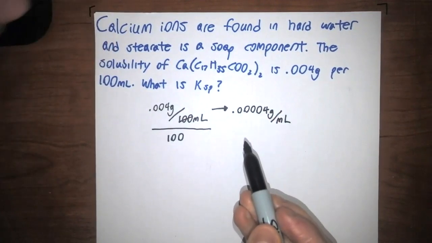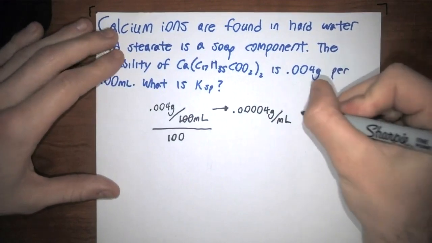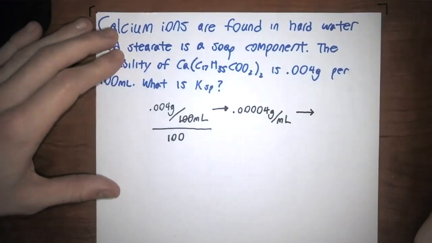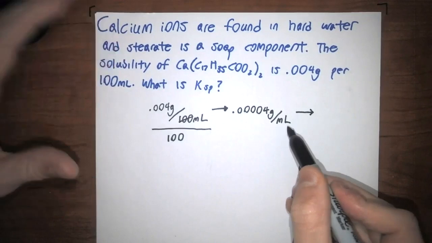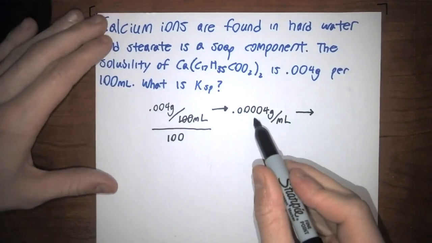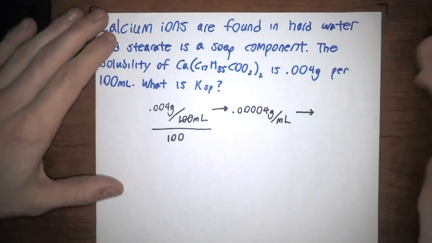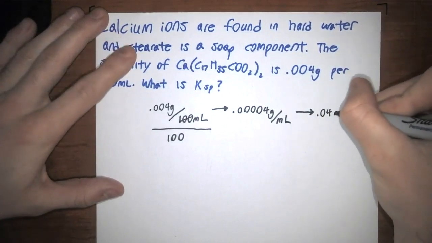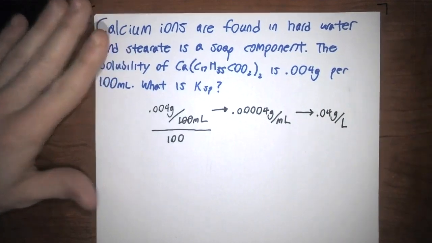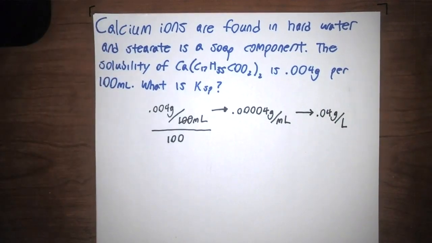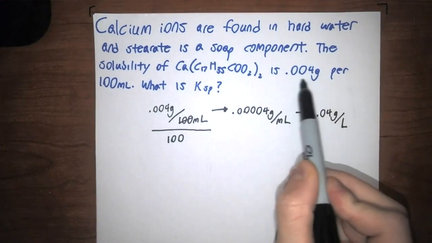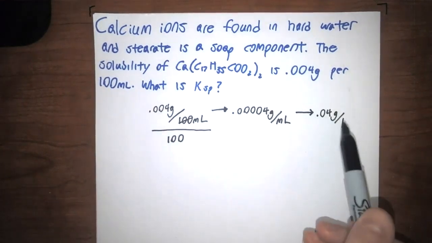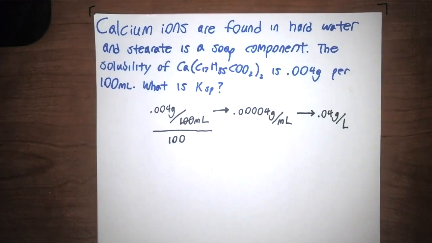But we want it in grams per liter, so we would have to multiply by 1,000 because there's 1,000 milliliters in a liter. So we would get 0.04 grams per liter. So that's our solubility. Again, I didn't do anything with the math. I just adjusted this 0.004 grams per 100 milliliters to grams per liter, because that's what we normally work in for units of solubility. So now let's set up an ice table.